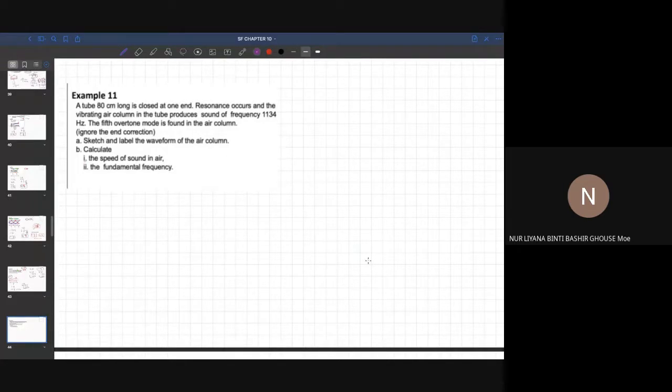Okay, Miss bagi awak masa seminit untuk fikir. Fifth overtone mode. N kita adalah berapa? Type dekat chat box tapi jangan hantar dulu. Fikirkan sejenak. Fifth overtone. Untuk close pipe, N kita adalah berapa? Okay, now you can press send.